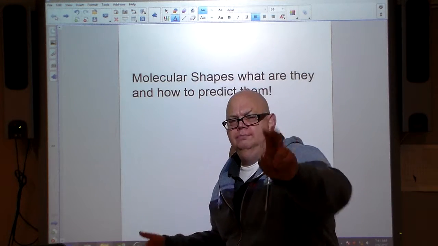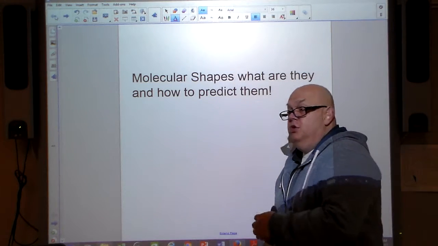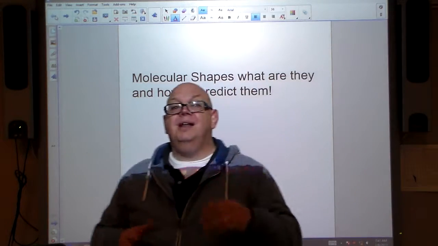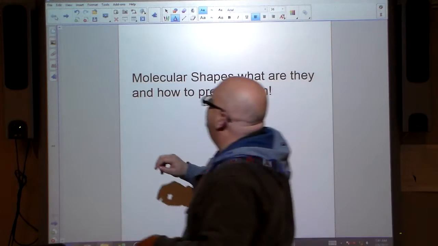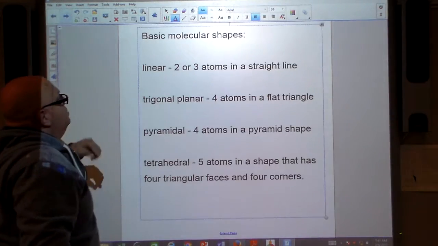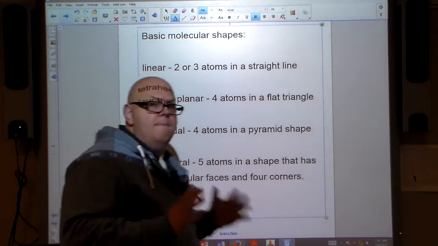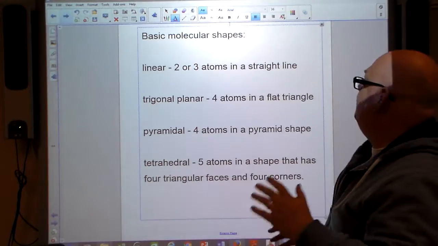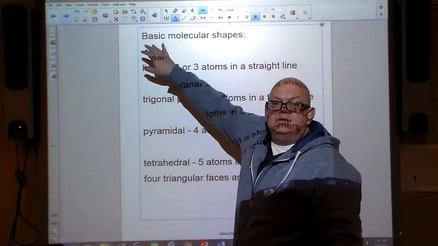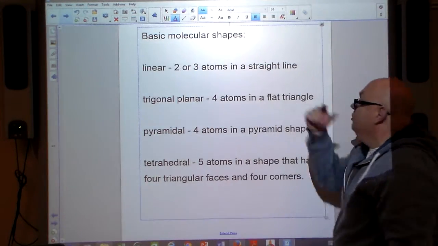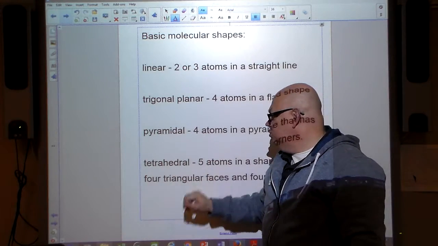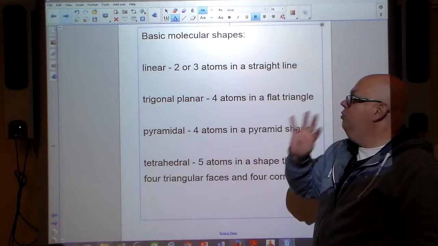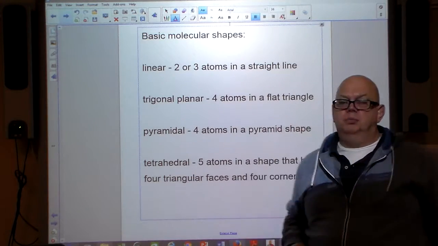Part 2. Okay, this is a review within the chapter talking about how do you predict molecular shapes. And that's the whole point of this video. So, let's get started. But we have to look at what the basic molecular shapes are. Okay, that's our basic molecular shapes. They are linear, trigonal planar, pyramidal, tetrahedral. Okay, those are the ones that you are responsible for.